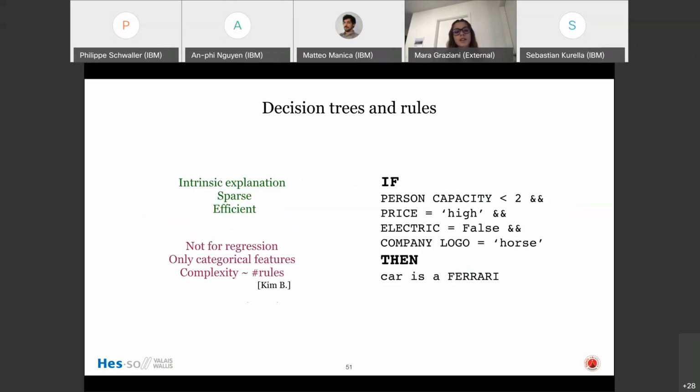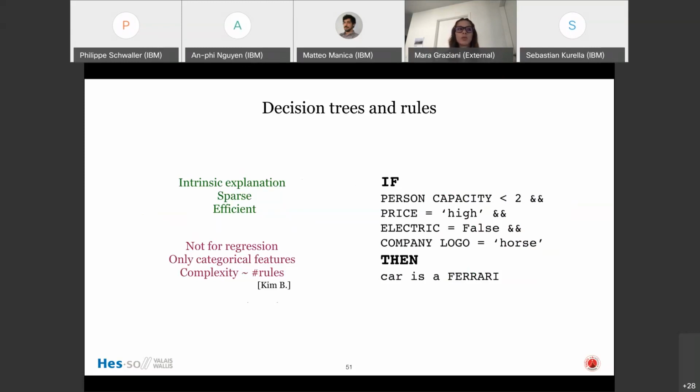The problem is that, again, it's not good for regression. It's only good for categorical features. And similarly to the decision trees, complexity grows with the number of rules. All of this was just to give you an idea of what are inherently interpretable models and why some of them were criticized as not being completely interpretable.